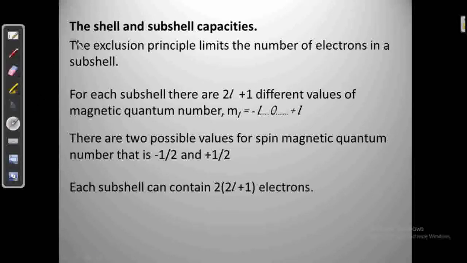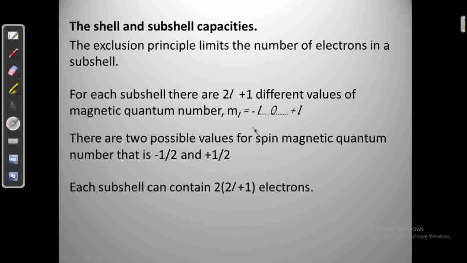Now the shell and subshell capacities. The exclusion principle limits the number of electrons in a subshell. For each subshell, there are 2l plus 1 different values of the magnetic quantum number. When n equal to 1, l is equal to 0, and the magnetic quantum number takes values from minus l through 0 to plus l. So when l equal to 0, we have only one magnetic quantum number, that is 0.